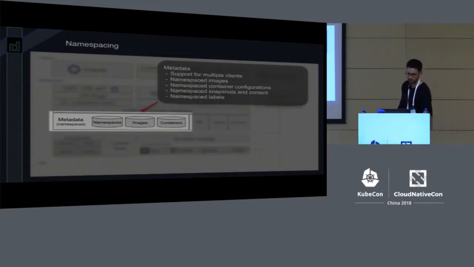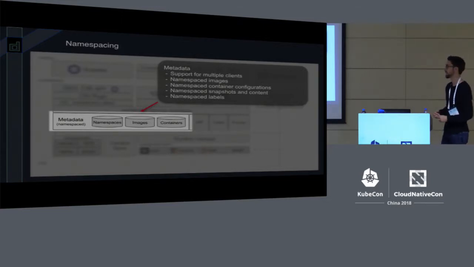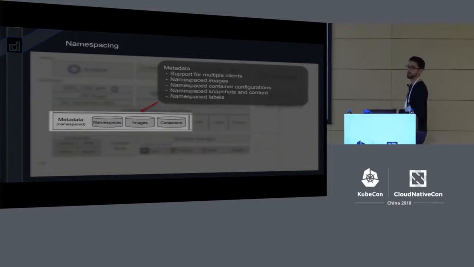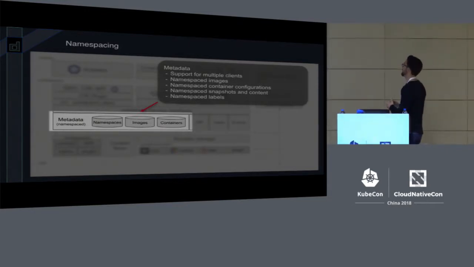Think of the metadata store as just a Bolt database in Containerd. Its top level key is the actual namespace. It was designed this way in order to support multiple clients. So if you're the CRI plugin, you're using a namespace called k8s.io. If you're Docker, you're using a namespace called Moby. When you're using CTR, the namespace is just called default, but you can set your namespace to anything.